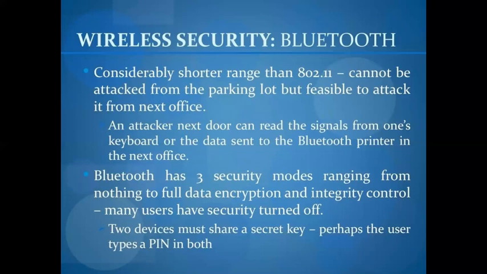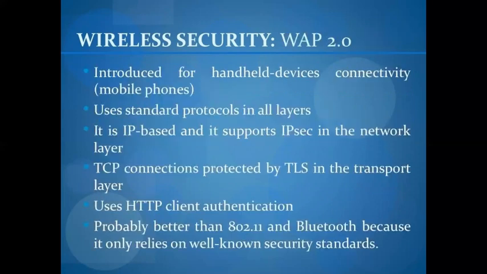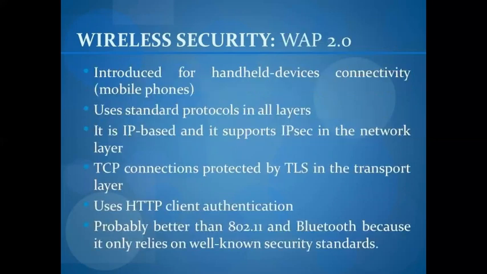Then Bluetooth has three security modes: nothing, data encryption, and two devices must share a secret key, perhaps a user PIN, or both. Wireless security for Bluetooth: a channel is established with a 128-bit key. Some bits are made public due to government restrictions. Encryption uses stream ciphers, with integrity controls applying to both ciphers.